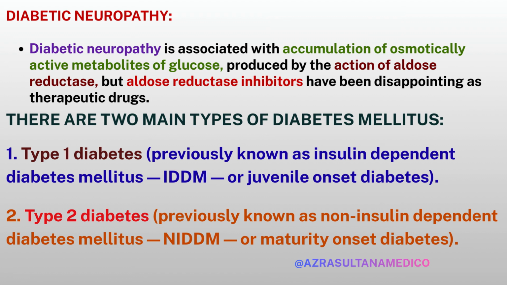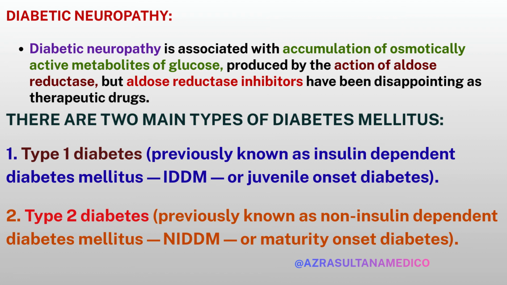One important mechanism involved is the accumulation of osmotically active metabolites of glucose. These are produced through the action of an enzyme called aldose reductase. When excess glucose is converted into sorbitol and other metabolites, they accumulate inside nerve cells, causing osmotic stress and nerve damage. Although aldose reductase inhibitors were developed as a potential treatment, they have unfortunately shown disappointing results in clinical practice.